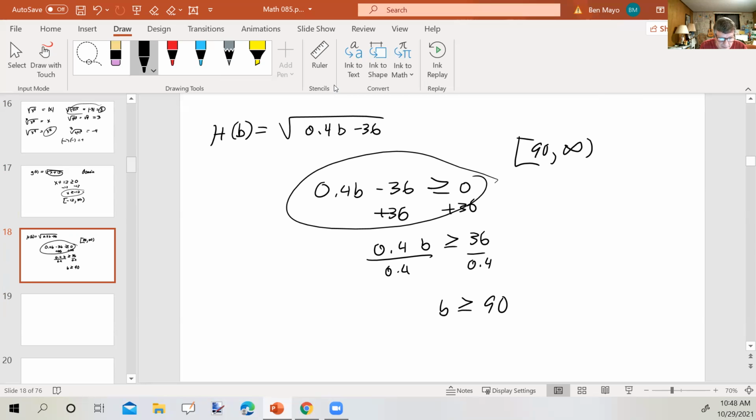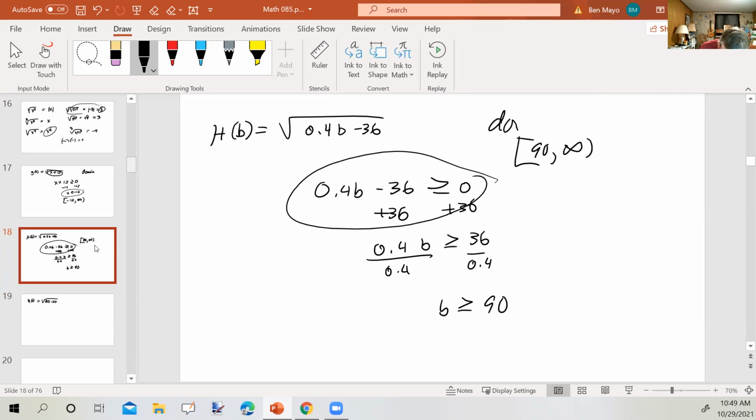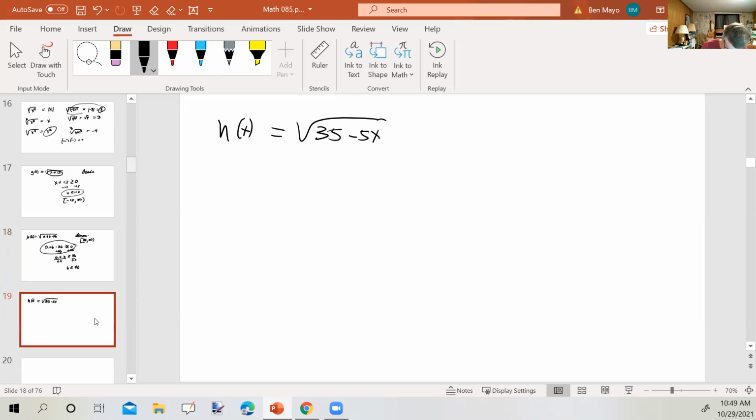All right. Just a quick reminder, when you're solving an inequality, if you multiply or divide both sides of the inequality by a negative number, then you change the direction of the inequality sign. Let's look at one that has that in it. So h of x equals the square root of 35 minus 5x. Okay, again, they want the domain. I should have labeled this domain. Okay, so we want the domain. So 35 minus 5x greater than or equal to 0.